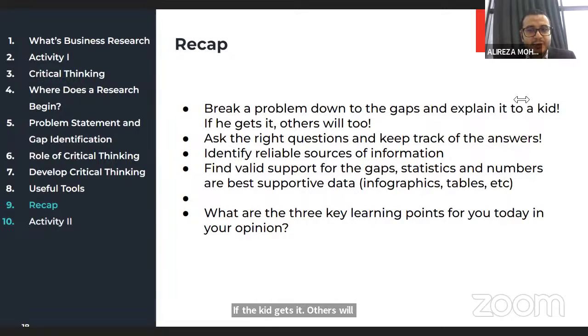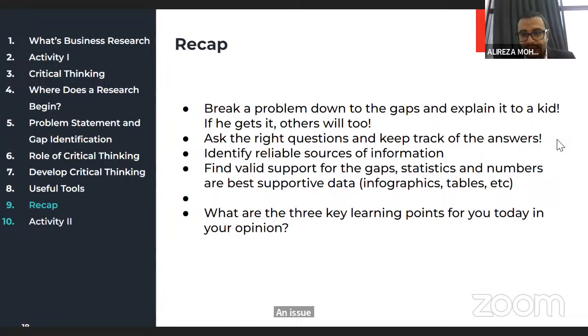Ask the right questions and keep track of the answers. Identify reliable sources of information. Find valid support for gaps. Statistics and numbers are the best supportive data, like infographics and tables. Nobody can argue with numbers, and usually tables and infographics are an easy and convenient way for your audience, for your lecturers, for your supervisors, for your examiners. It's an easy way to communicate an issue.